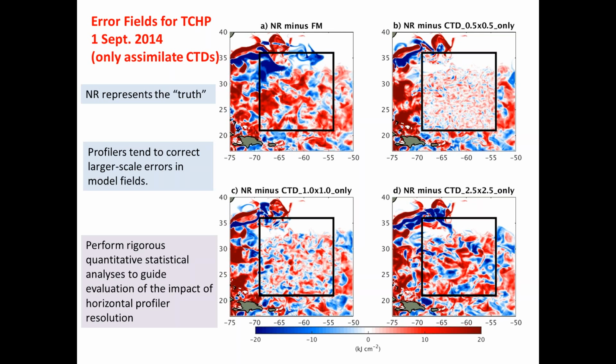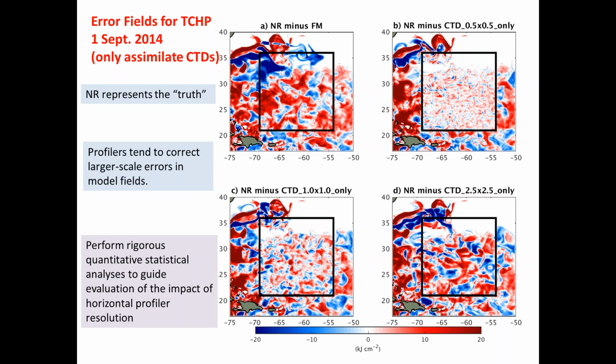Now, this is a case where we assimilate the CTDs only. So the upper left panel shows the errors, nature run minus the forecast model. Of course, they're much larger, since the control, the assimilation and the control run, reduced errors. This shows you the actual errors between the forecast model and the nature run with no assimilation. And here again, you see the correction is very substantial for 0.5 degree resolution, leaving only small scale variability.